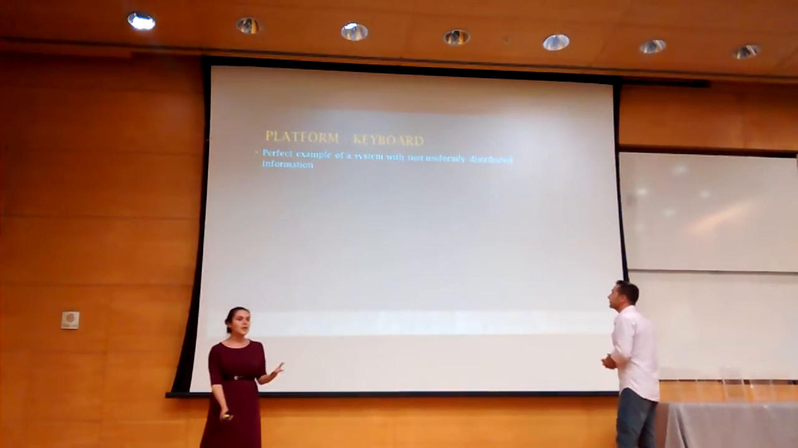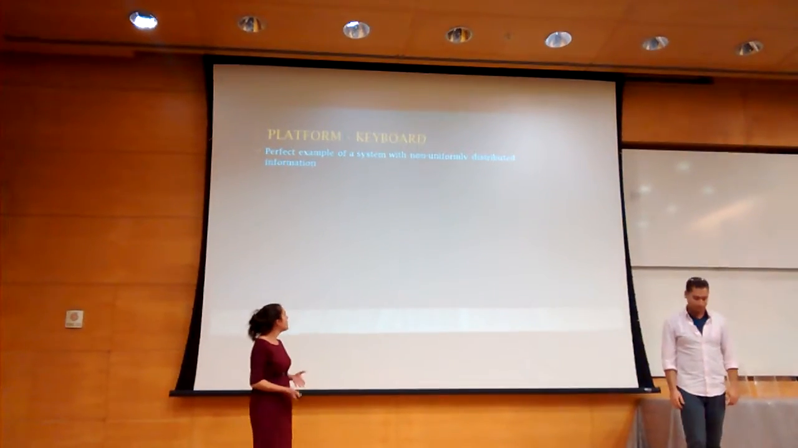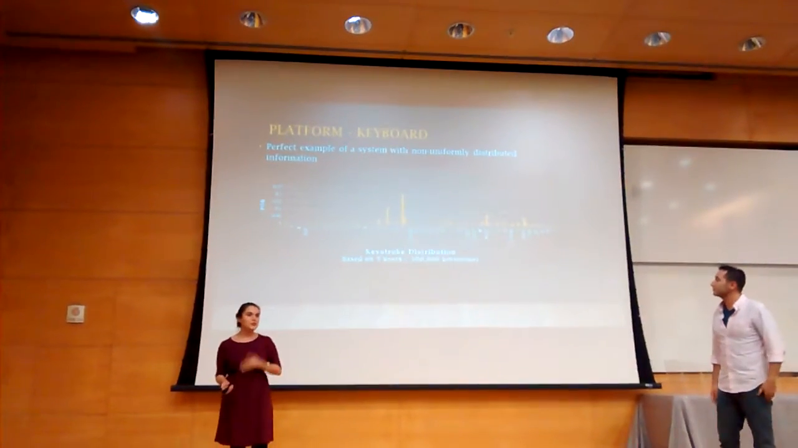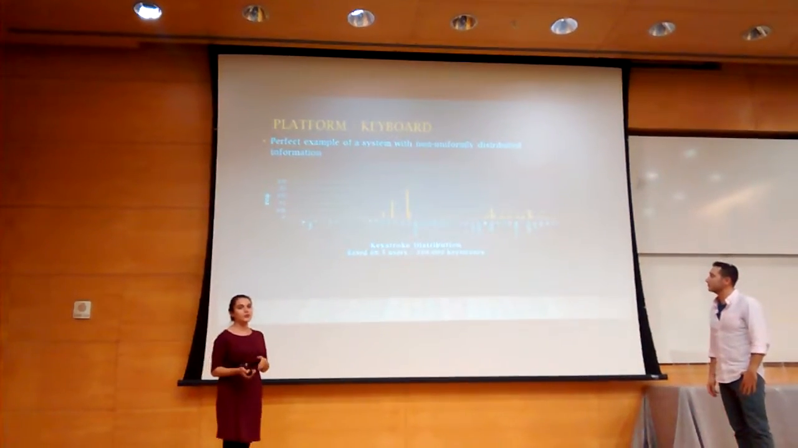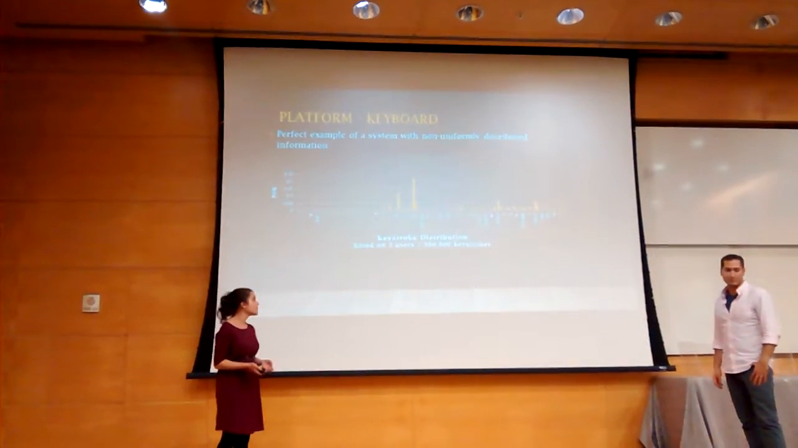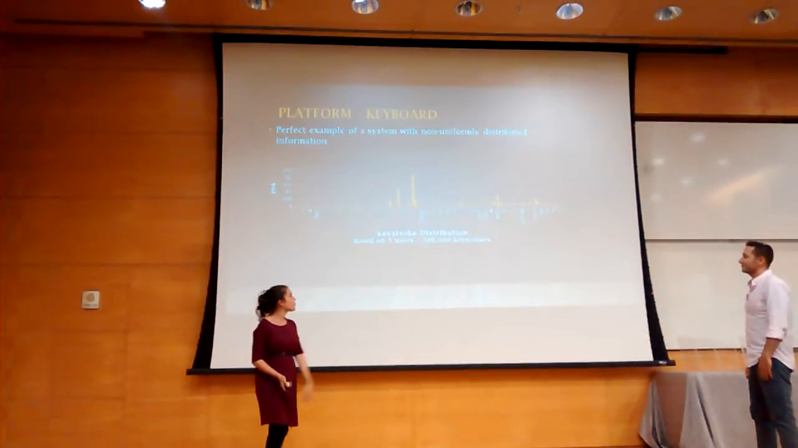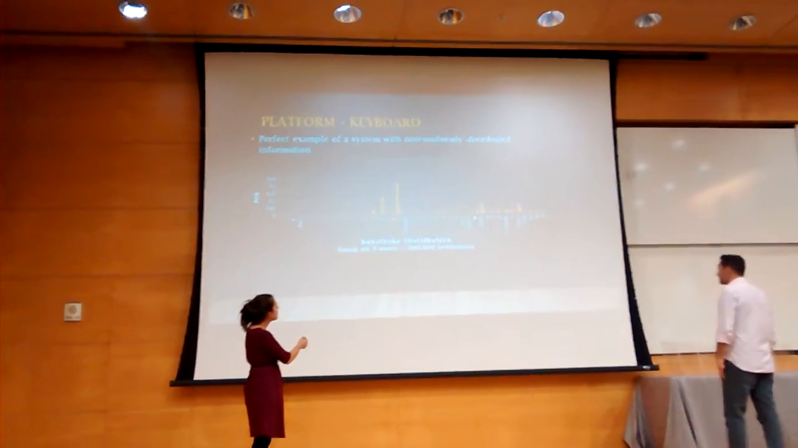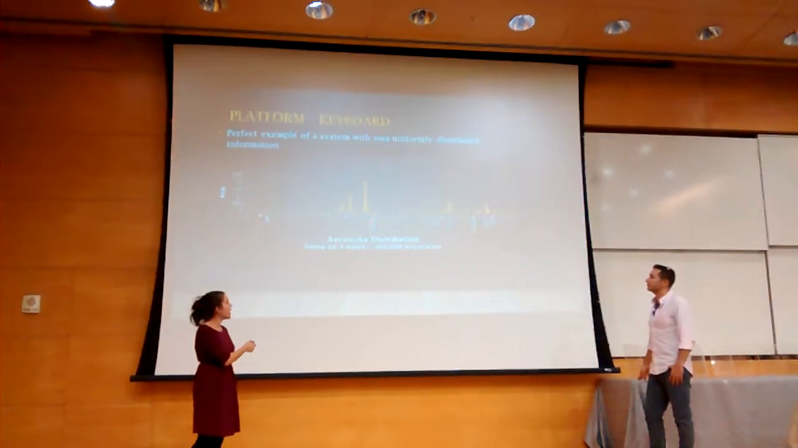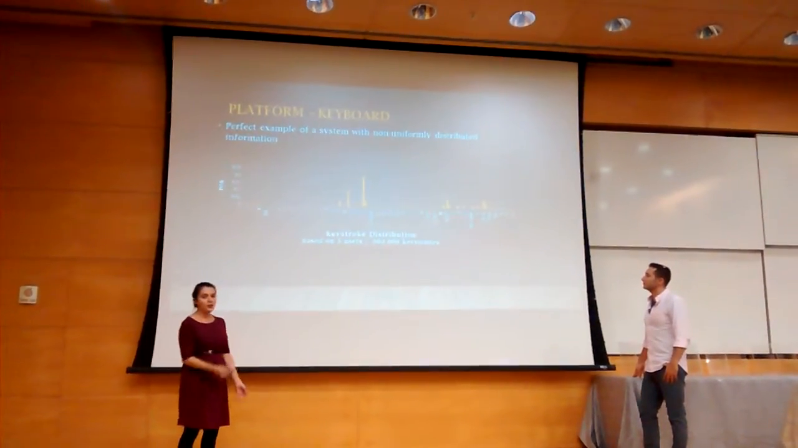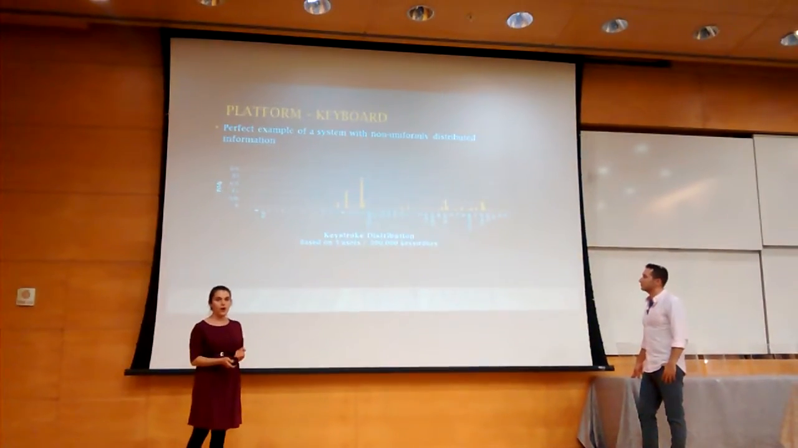We use the keyboard as an example of a system with non-uniformly distributed information. As we know, we're more likely to use some letters as opposed to others. Using a program called InputLog, which is used for writing analysis, we were able to obtain the distribution of all of these keys. As you can see over here, the down key is used just over 20% of the time, while, for example, F6 is barely used at all. And this just emphasizes the need for an encoding like this.